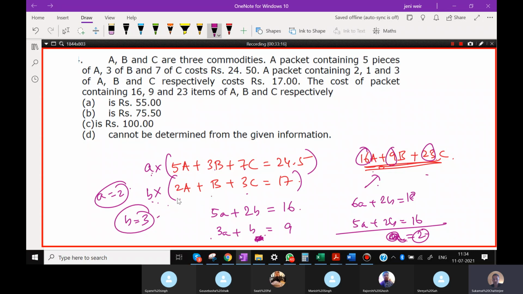So that means I have to multiply the first with 2 and the second with 3, add them up. So 2 into 24.5 is 49, plus 3 into 17 is 51, which is 100.